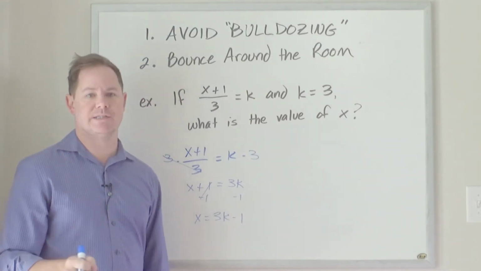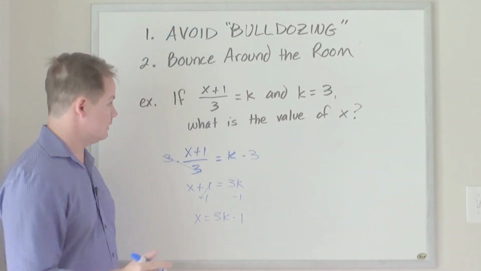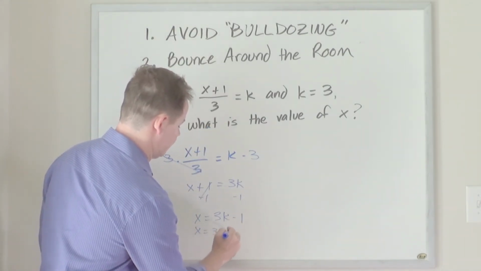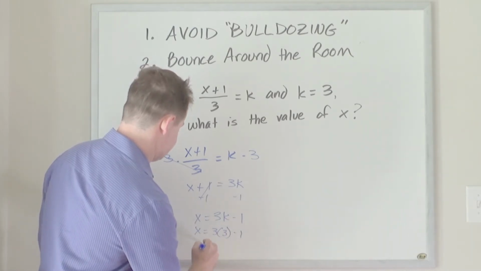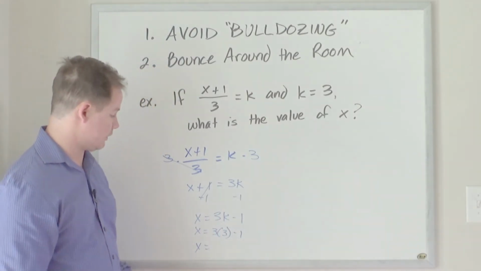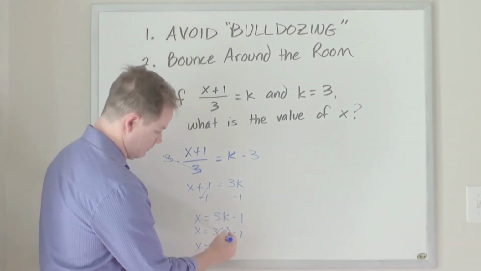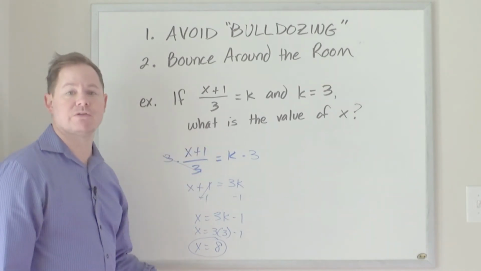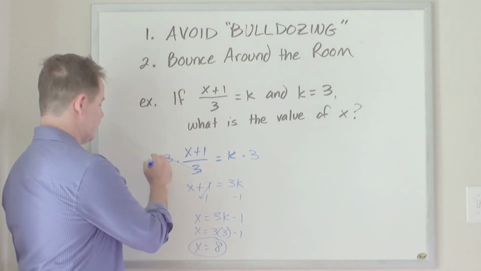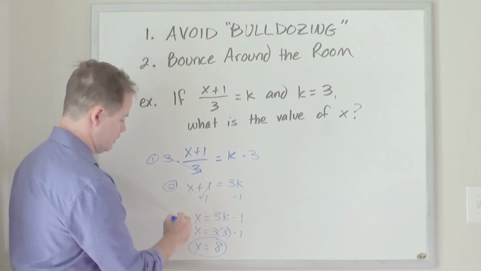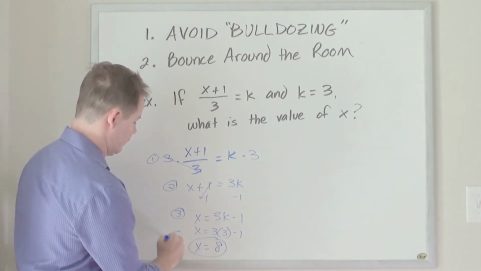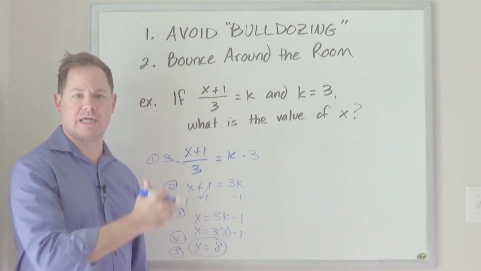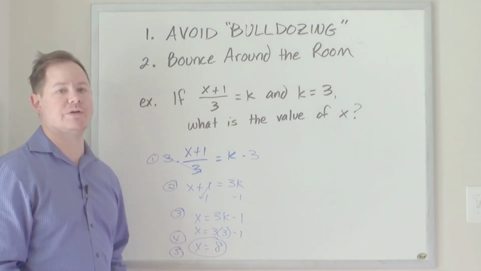And now for our last step, Veronica, can you tell us what we would do here? I would substitute in the 3. Good job. So we substitute in the 3 in place of k. And then to finish it off, Mike, can you tell us what our final answer is going to be? Well, 9 minus 1 would be 8. Great job. So if we take a look at bouncing around the room with that, we had 1, 2, 3, 4, and a final 5 students engaged in just that quick minute or two of solving one individual problem.